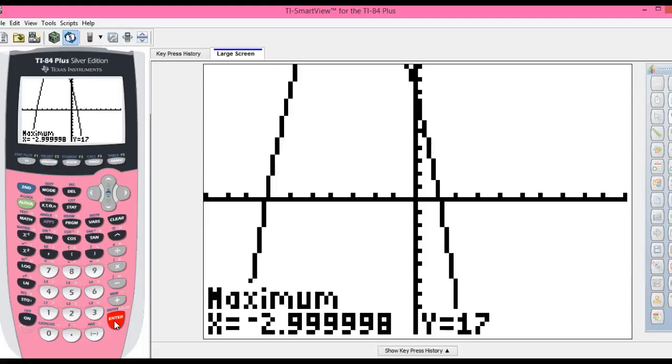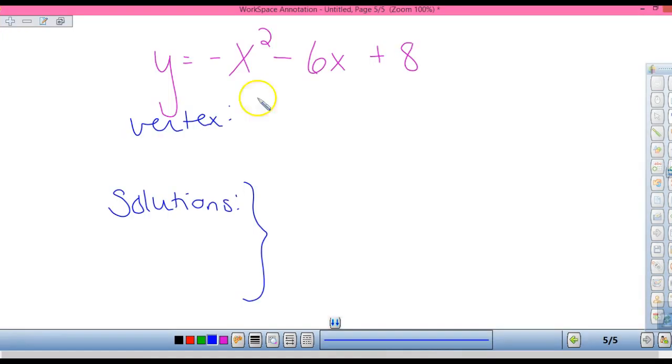Well, it's my maximum. Is my maximum my vertex? Okay, but this is kind of something where we're problem solving. What is my maximum? Is that my vertex? Yeah. Okay, so what is my vertex? -3, 17.